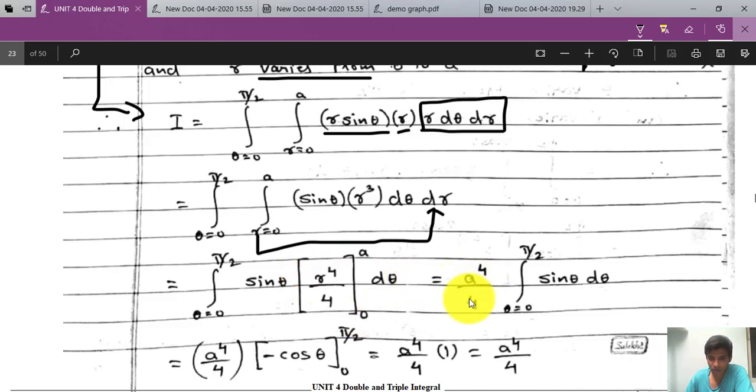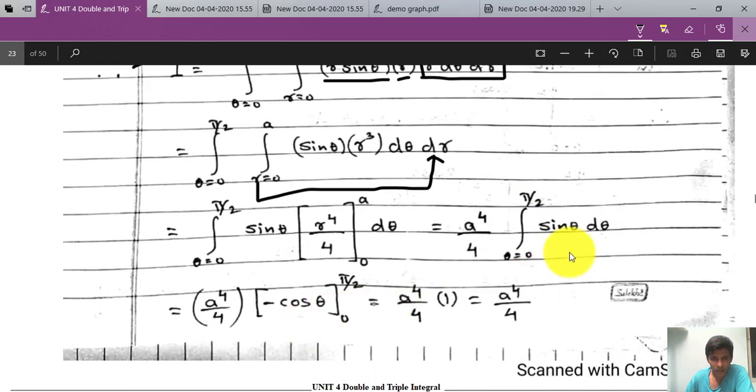So a power 4 divided by 4 is a constant, and then I take the integration over the limit, that is 0 to pi by 2 of sin theta d theta, right? Now what is the integration of sin theta? It is minus cos theta over the limiting points, that is 0 to pi by 2. So a power 4 divided by 4, after evaluating the upper and lower limits, turns out to be 1, which is equal to a power 4, and that turns out to be your answer.